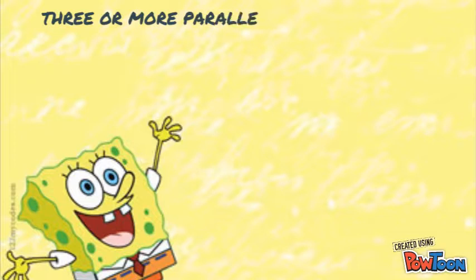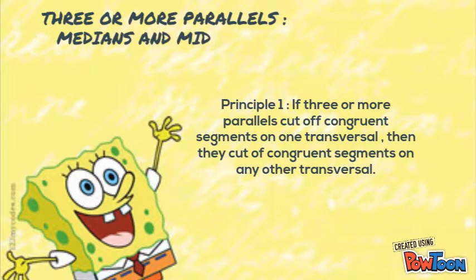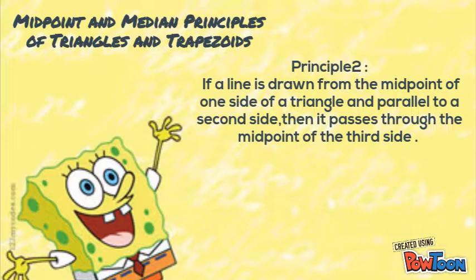Three or more parallels, medians and midpoints. Principle 1. If 3 or more parallels cut off congruent segments on one transversal, then they cut off congruent segments on any other transversal. Principle 2. If a line is drawn from the midpoint of one side of a triangle and parallel to a second side, then it passes through the midpoint of the third side.